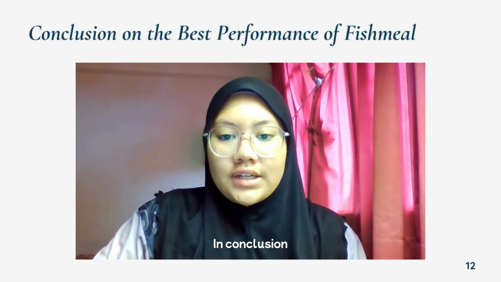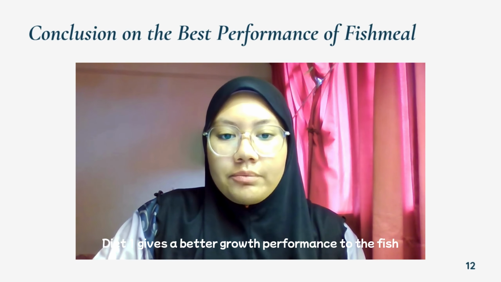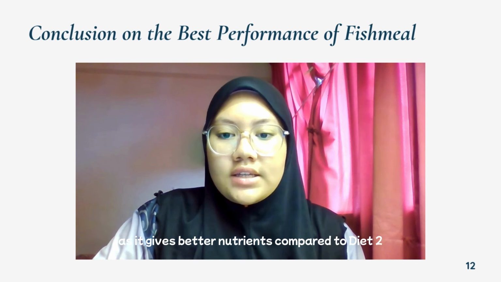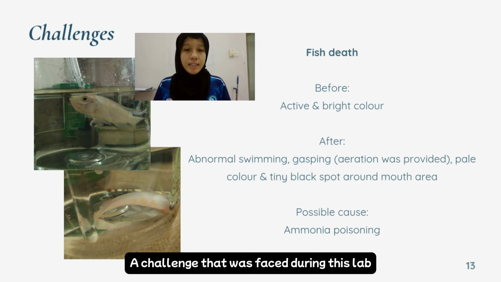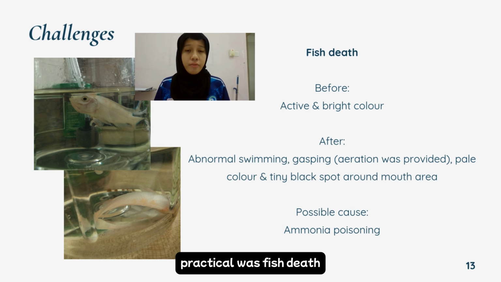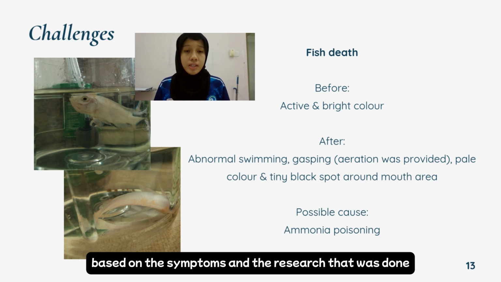In conclusion, Diet 1 gives a better growth performance to the fish as it gives better nutrients compared to Diet 2, where the nutrients can be imbalanced and inconsistent. A challenge that was faced during this lab practical was fish death. Based on the symptoms and the research that was done, the possible cause of the death is ammonia poisoning.